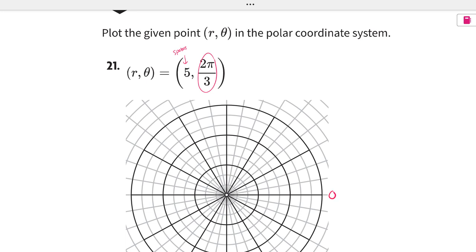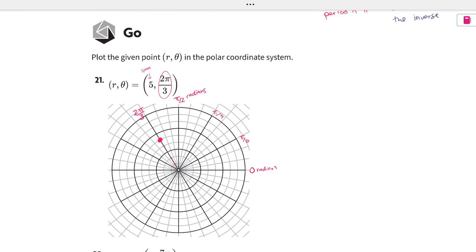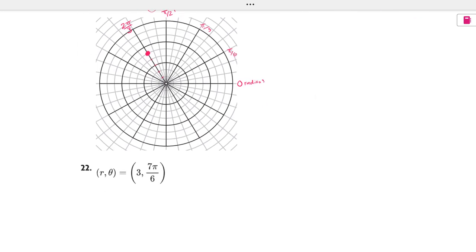So if we say that this is 0 radians, this is pi over 2 radians. So this looks like it's probably pi over 6, and this looks like it's probably pi over 3. So here is 2 pi over 3, I'd say. So let's count out 1, 2, 3, 4, 5. Let me double check that that's 5, right? 1, 2, 3, 4, 5. So there we go. 5, 2 pi over 3.